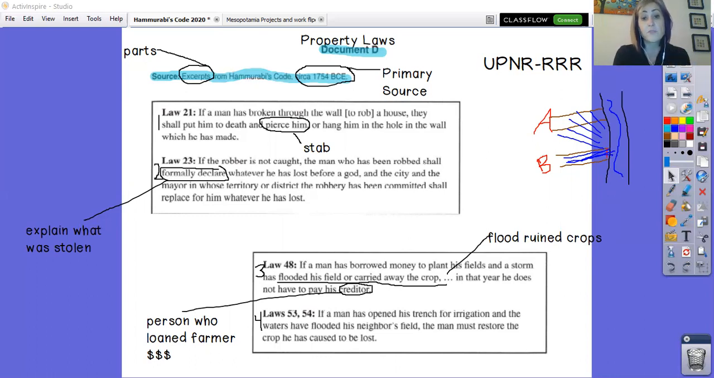Whatever he had lost, a god and the city and the mayor in whose territory or district the robbery has been committed shall replace for him whatever he has lost. So it's kind of like today, what you pay for insurance. Your parents pay insurance. So if something in your house is damaged, the insurance company will pay to have it replaced.